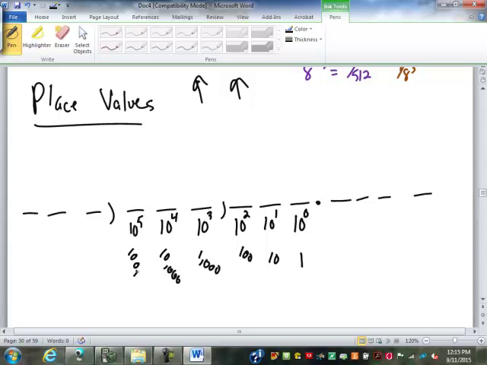10 to the power of 5 is 100,000. 10 to the 6th is a million. Going this way, 10 to the negative 1 is 1/10. 10 to the negative 2 is 1/100th. Our place values are nothing more than powers of 10.